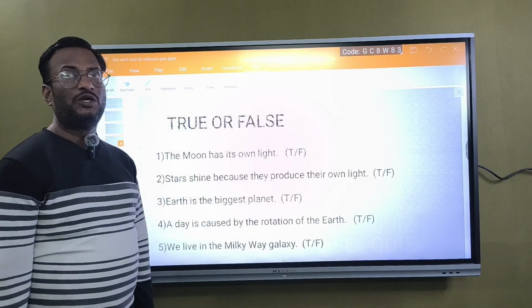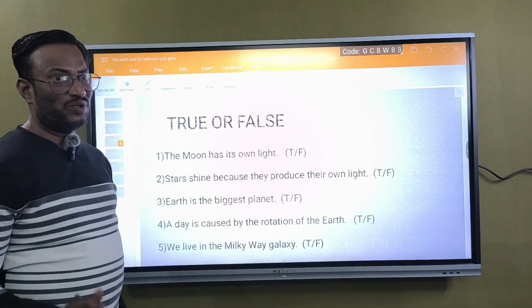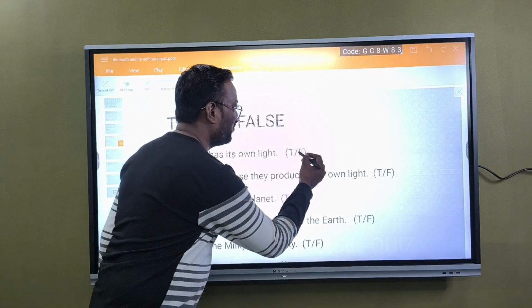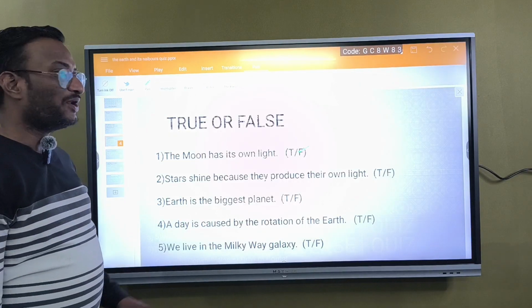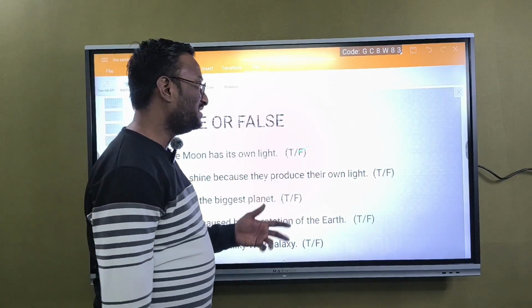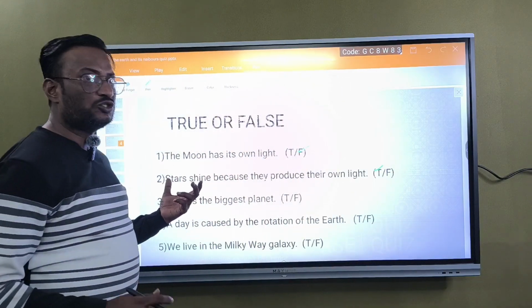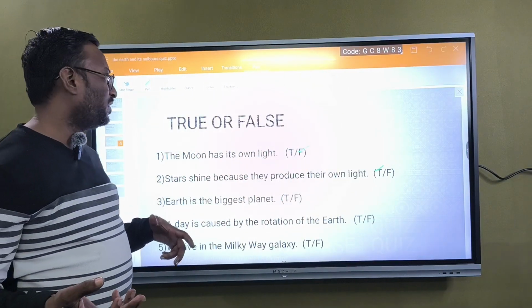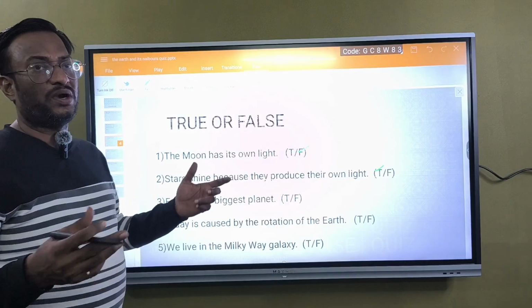Next we go for true or false. The moon has its own light. Does the moon contain its own light? No, it's false. Stars shine because they produce their own light. Yes, a star is a self-luminous body. So, the body which produces its own light is called a self-luminous body. The body which cannot produce its own light is called a non-luminous body.